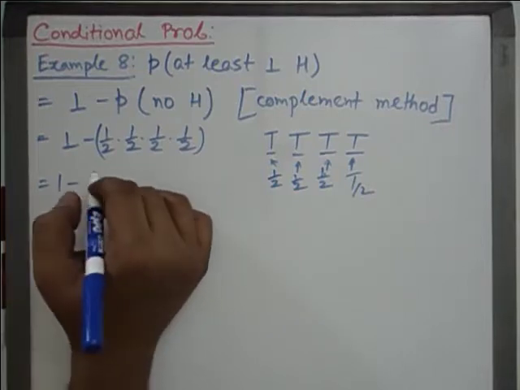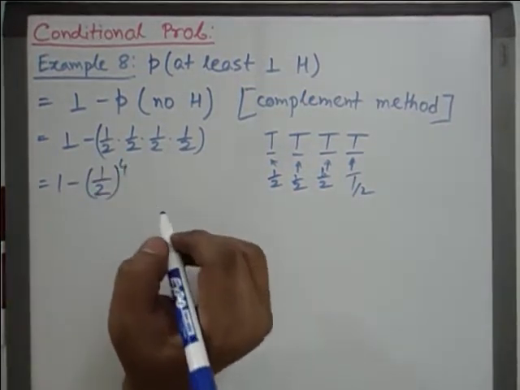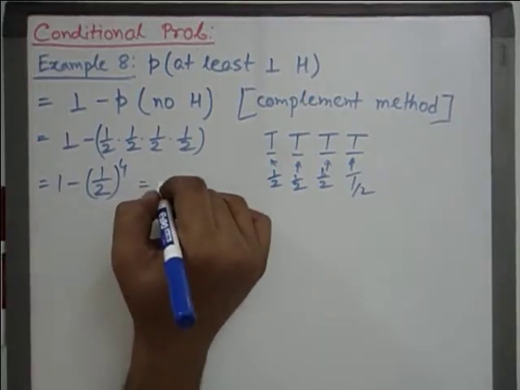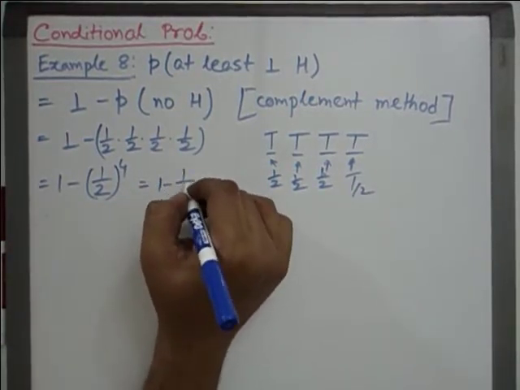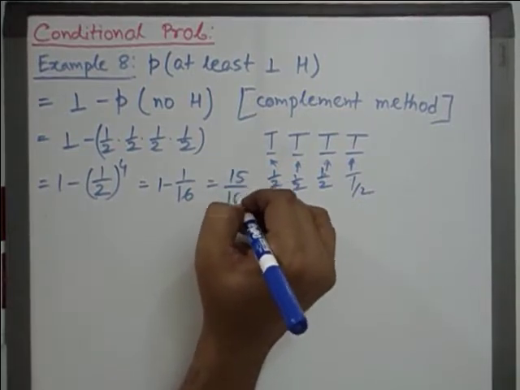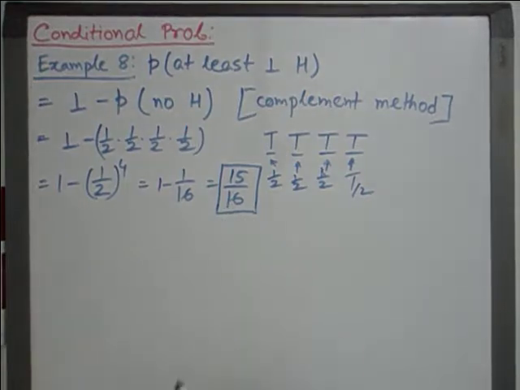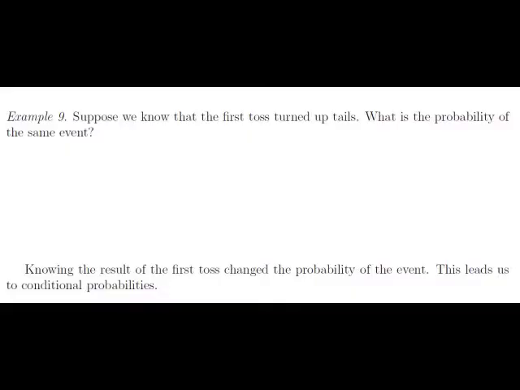So 1 minus 1/2 to the power 4, which is 1 minus 1 over 16, which is 15 over 16. That's the answer. 15 over 16. Now let's look at example 9.